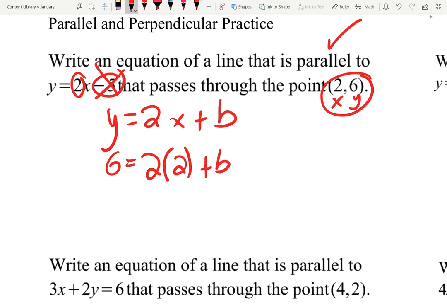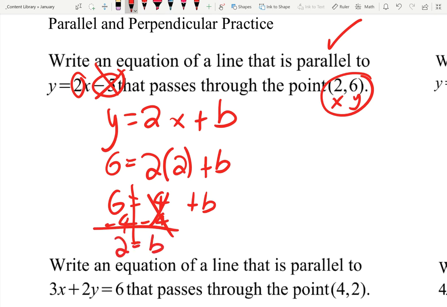But when I go to evaluate, I have 6 equal to 2 times 2, which is 4, plus b. So essentially it's 4 plus b. If we want to quickly solve this, we can subtract the 4 on both sides and end up with 6 minus 4, which is 2. So our b value is 2. Now I know what the b value is, I can put it back in my equation, and my final answer is going to be y equals 2x plus 2.